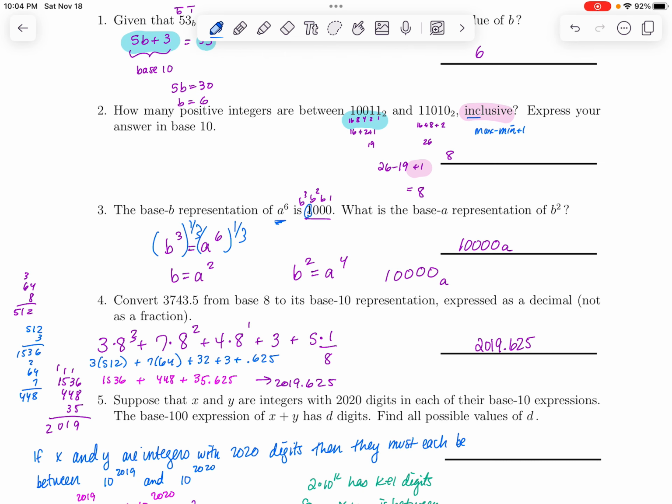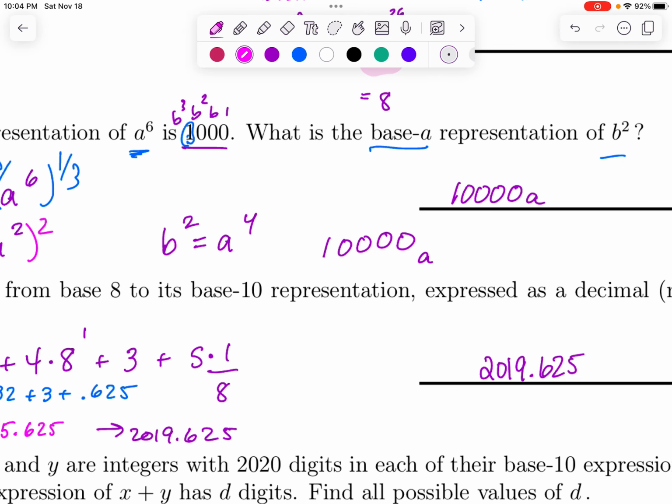So now that I know that, I want to find out what my base A representation of B squared is. I can take this equation, and similarly to how I solved it before, square both sides, getting me that B squared equals a to the 4th. And then last but not least, if I am in base A, I know that the place values are 1, a squared, a cubed, a to the 4th, and if I'm looking for a to the 4th, then I have a 1 here and 0 elsewhere.